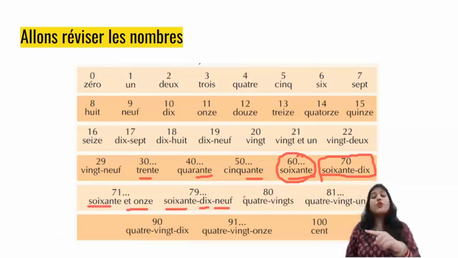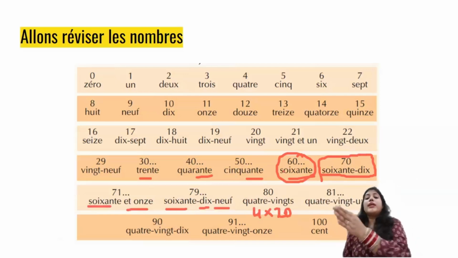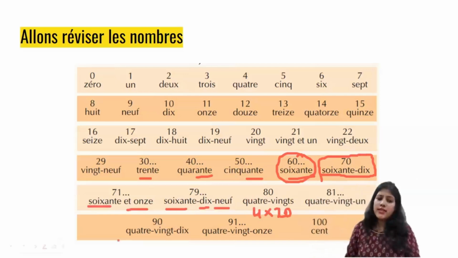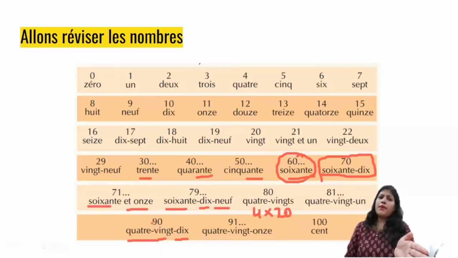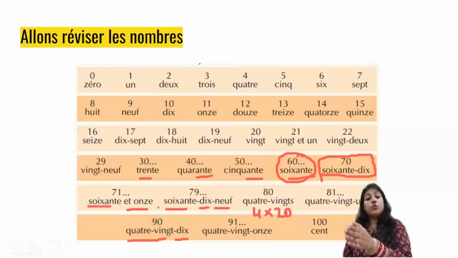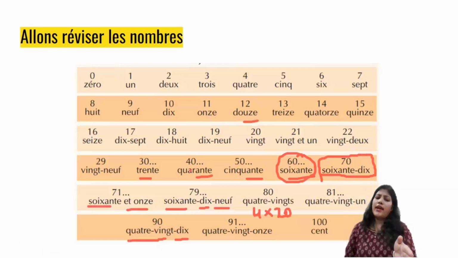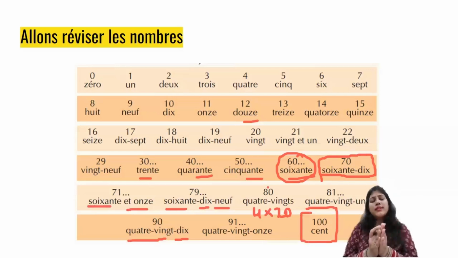And then 80 onwards, we used to have a multiplication. 4 times 20. 80, 4 times 20 plus 1. Similarly, we have 90. 4 times 20 plus 10. So 92 maybe will be 4 times 20 plus 12. Okay? And likewise, we reach number 100. So you just have to keep in mind all these numbers from 0 to 100, their spellings as well as how we write them in French.